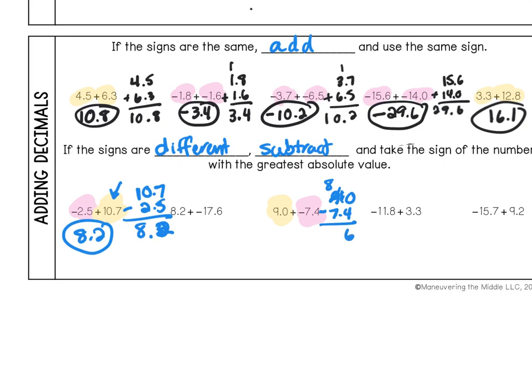And so I'm going to have 6. I drop down the decimal. 8 minus 7 is 1. So it is either positive 1.6 or negative 1.6, and it looks like 9 and 0/10 has the highest absolute value, so that means 1 and 6/10 is the answer, and it's positive.